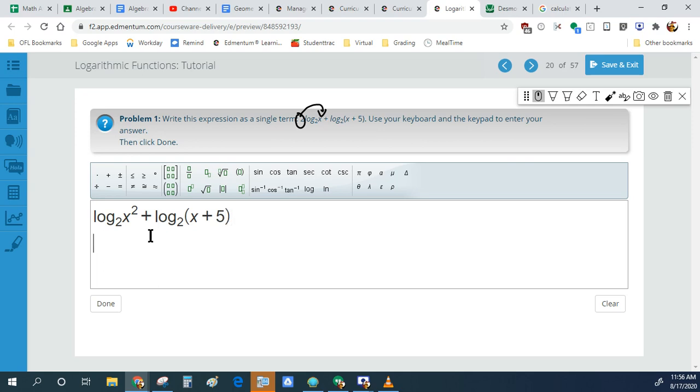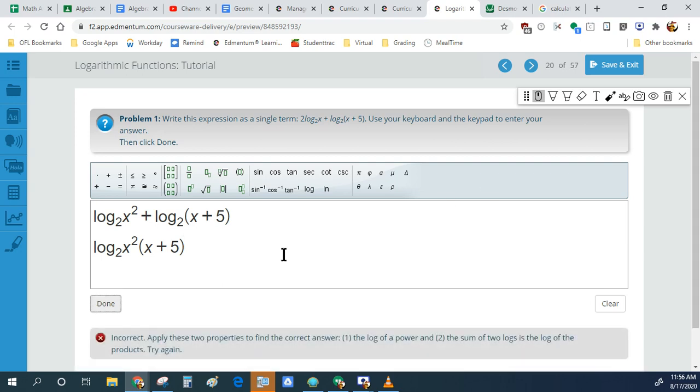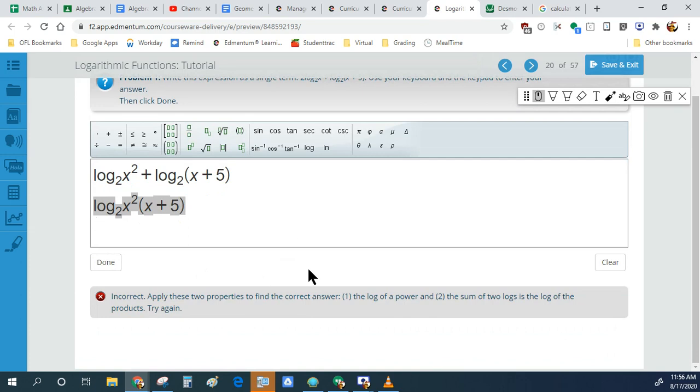And then we're going to multiply these two together. So it's going to be log base 2. The only reason we can do this, guys, by the way, is because the bases are the same. If the bases were different, we wouldn't be able to use all of these log properties. So this becomes log x to the power of 2 times x plus 5. Does that make sense? And it's going to tell me I'm wrong because they only want this part right here. Watch.